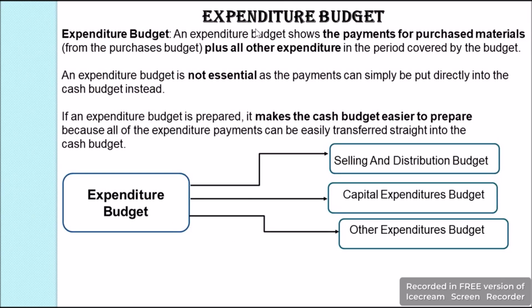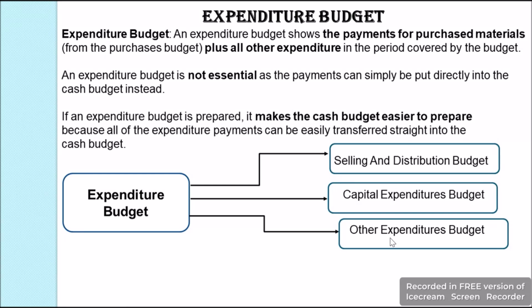Next we have the expenditure budget. In the expenditure budget we write all the expenditures, that is the payment to the purchases plus all the other expenditures, and this is an optional budget. We can directly make the cash budget, and based on our syllabus we don't have the expenditure budget, so we'll directly make the cash budget. But just for an idea, you need to know that there are various types of expenditure budget which we make, that is the budget for the selling and distribution expenses, then the capital expenditure budget, the manufacturing expenditure budget, and other budgets can be made.